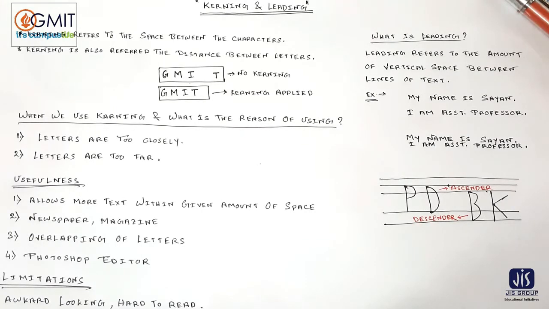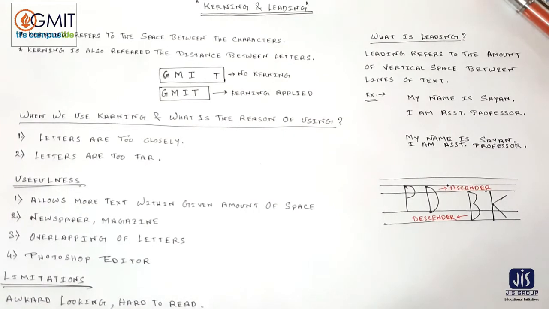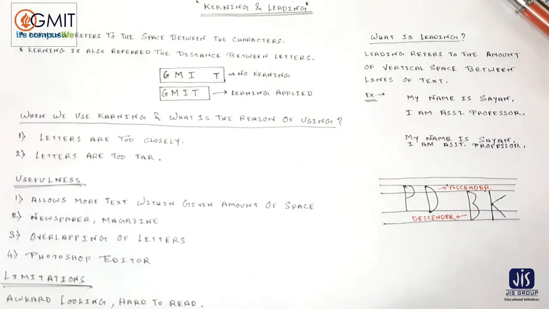The limitation is that without kerning, several letter combinations can look awkward and hard to read. This is very awkward and hard to read without kerning. So this is a limitation of kerning. So this is all about kerning.